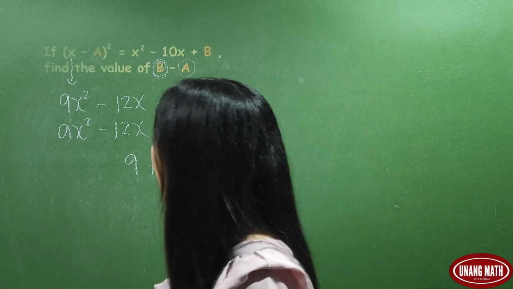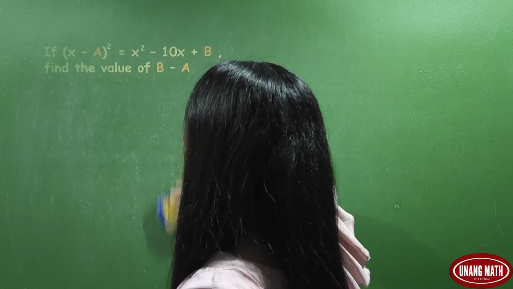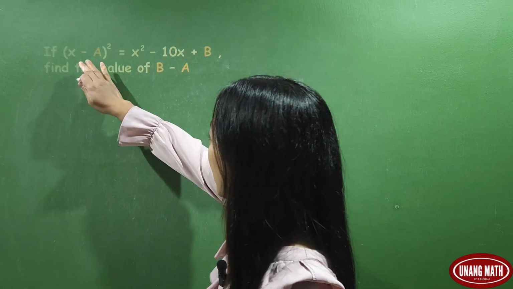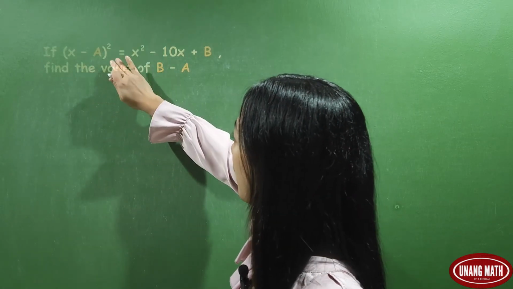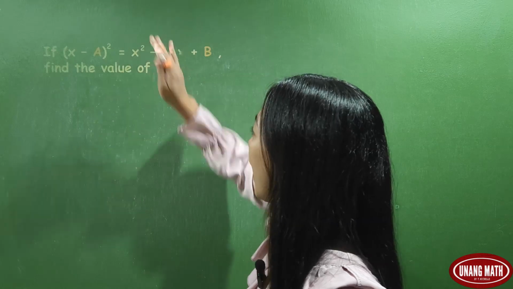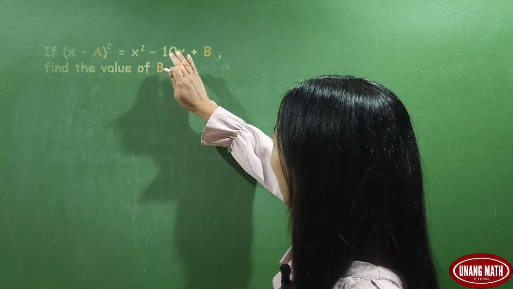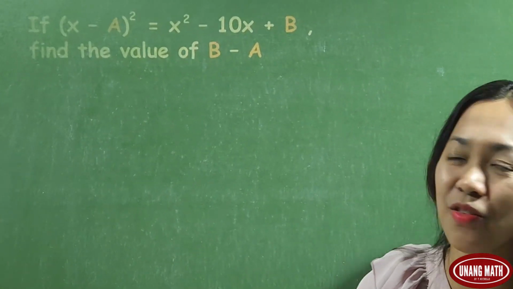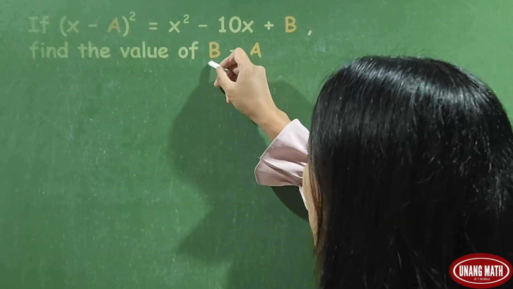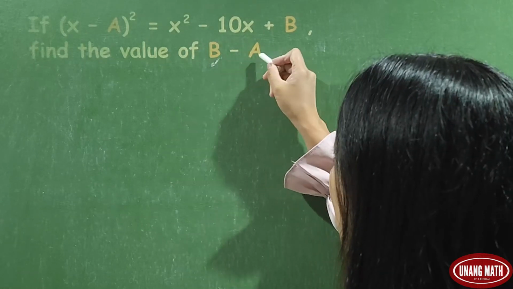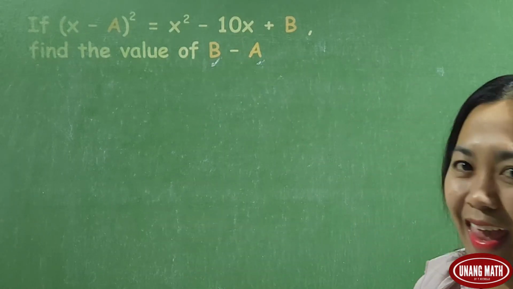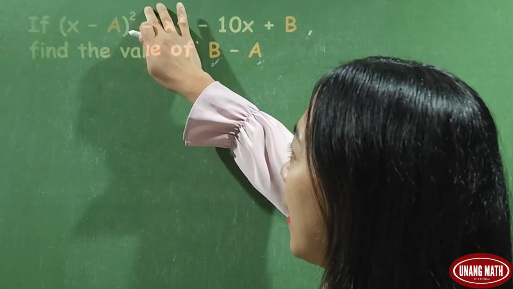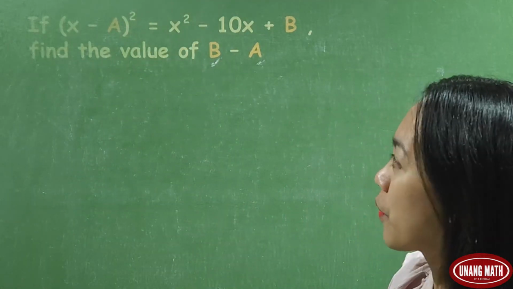Okay, how about this another problem or question? According to this, if (x minus a) raised to the power of 2 is equal to x squared minus 10x plus b, then what's the value of b minus a? So we need to find out also these values of b and a. So we have this exponential expression here, (x minus a) raised to the power of 2.